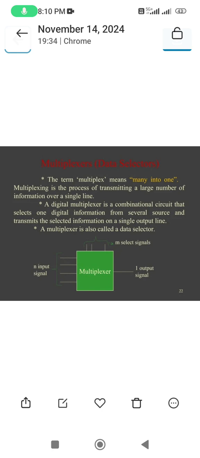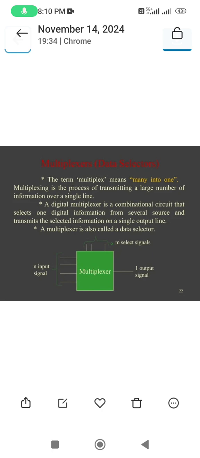The term multiplex means many inputs into one. Multiplexing is a process of transmitting a large number of information over a single line. A digital multiplexer is a combinational circuit that selects one digital information from several sources and transmits the selected information on a single output line. A multiplexer is also called a data selector.